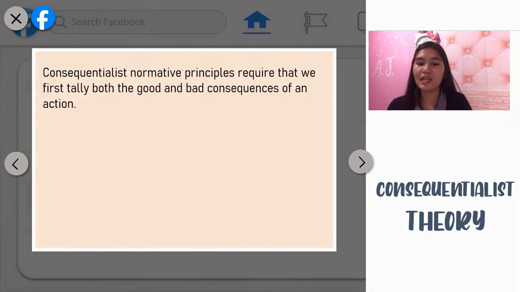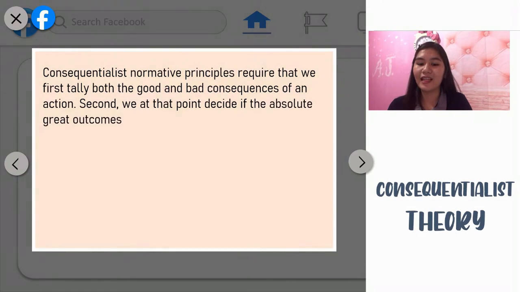Consequentialist theories are sometimes called teleological theories, from the Greek word telos, or end, since the outcome of the activity is the sole determining element of its ethical quality.